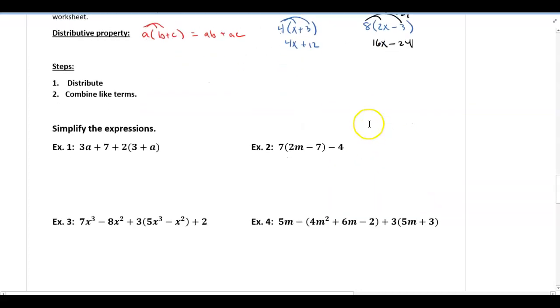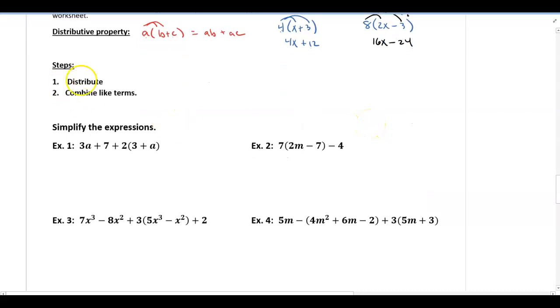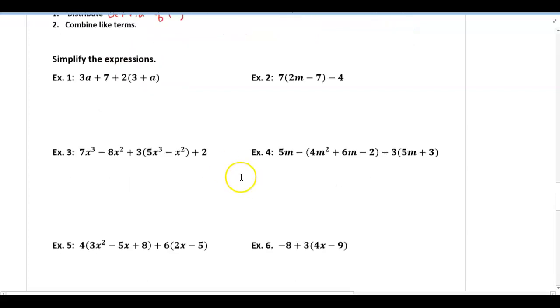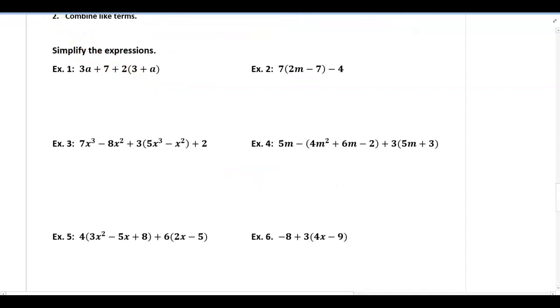So basically, when we go to completely simplify expressions, the first thing we're going to do is distribute. And anytime we distribute, our goal is to get rid of any parentheses. Once we distribute, then we go ahead and we combine like terms. So in example 1 here, right, I look and I say, do I have any parentheses to get rid of? And the answer is yes. I have to distribute here.